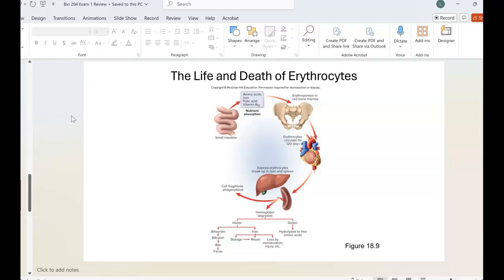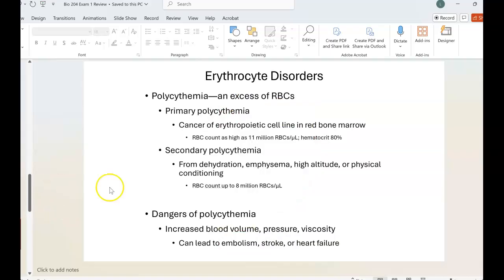They're going to circulate for about 120 days. Remember, there's no nucleus, so they can't repair themselves. So then they're going to be broken apart by the liver and the spleen. We talked about how that hemoglobin is degraded. Remember, the body's going to be very efficient, so if it can use some of those parts, it's going to take them and recycle them. Any waste products we're going to get rid of. So this diagram shows us the life and death of erythrocytes.